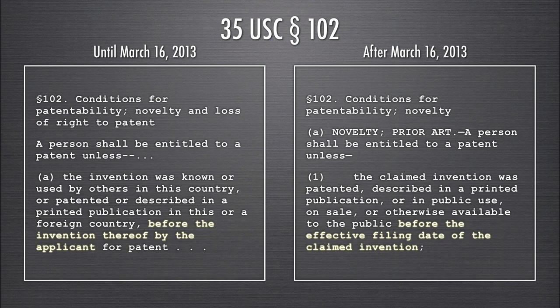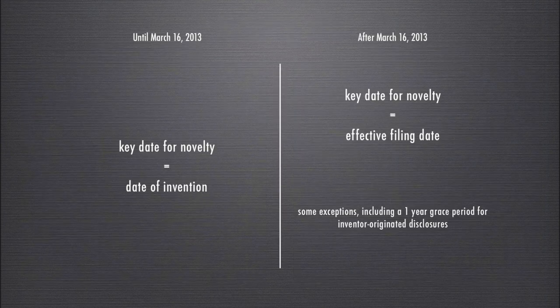And you might imagine that large, well-funded companies are going to be better at getting to the patent office faster. Small or individual inventors are going to be less good about getting there fast, and therefore, there might be a distributional consequence to moving from first to invent to first to file. And indeed, some research that Professor Abrams and I have done bears this out, and we'll talk about that a little later. But I just wanted to highlight the differences here, right? So the key date for novelty is the date of invention under the old law. New law, the key date for novelty is the effective filing date. There are some exceptions to the new law, which we will talk about in a moment.